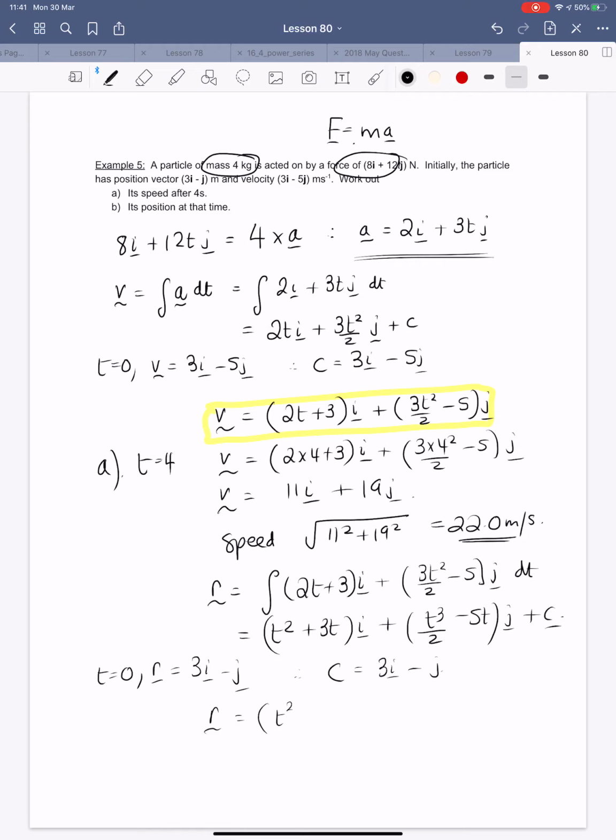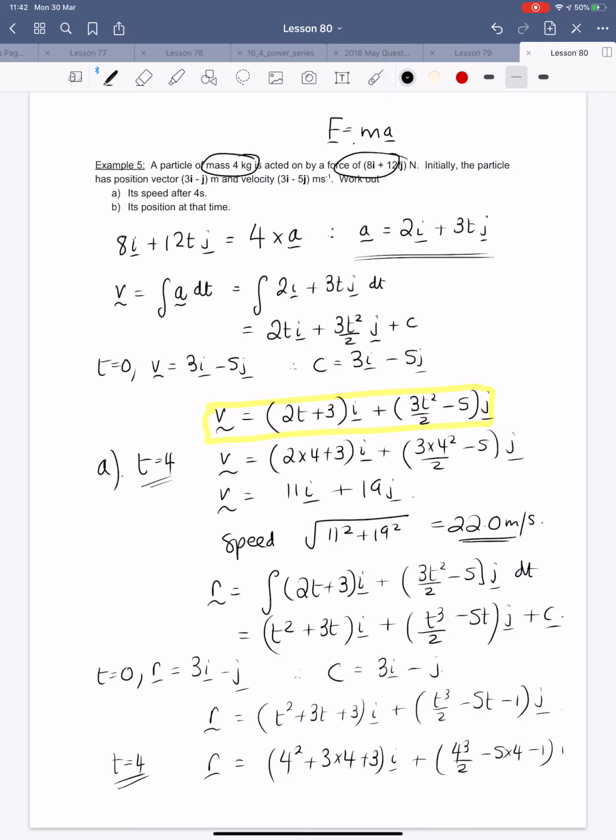r is t squared plus 3t plus 3 in the i, t cubed over 2 minus 5t minus 1 in the j. Just check that one's correct before I go any further, please. Good. And then at t equals 4, r is 4 squared plus 3 times 4 plus 3 in the i plus 4 cubed over 2 minus 5 times 4 minus 1 in the j.